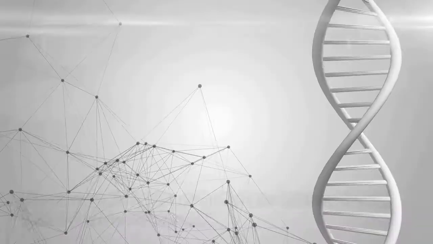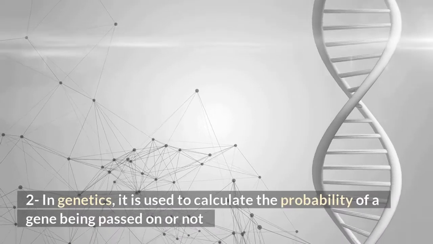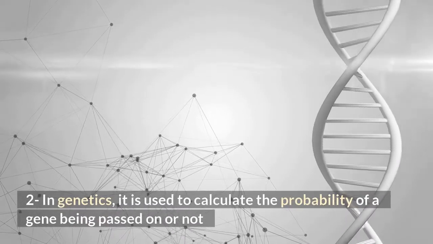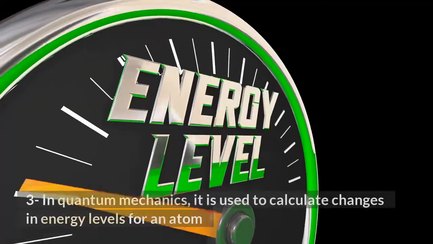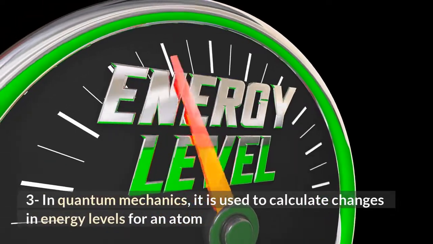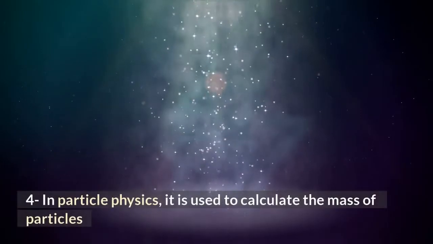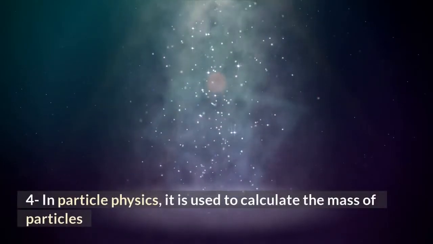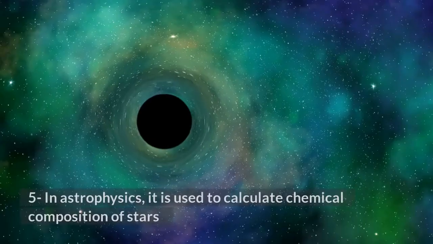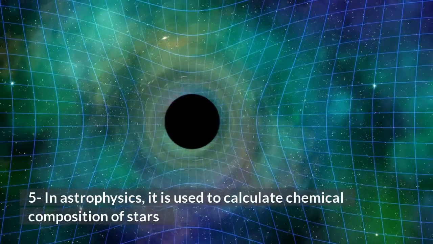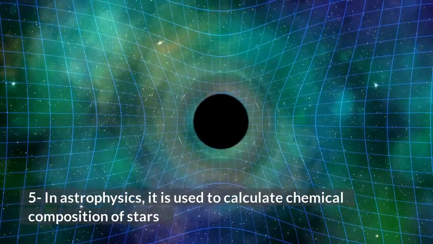a wire. 2. In genetics, it is used to calculate the probability of a gene being passed on or not. 3. In quantum mechanics, it is used to calculate changes in energy levels for an atom. 4. In particle physics, it is used to calculate the mass of particles. 5. In astrophysics, it is used to calculate chemical composition of stars.